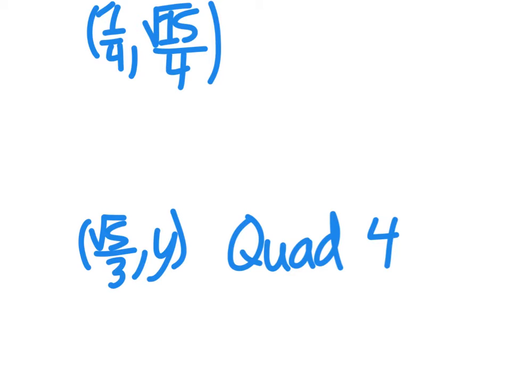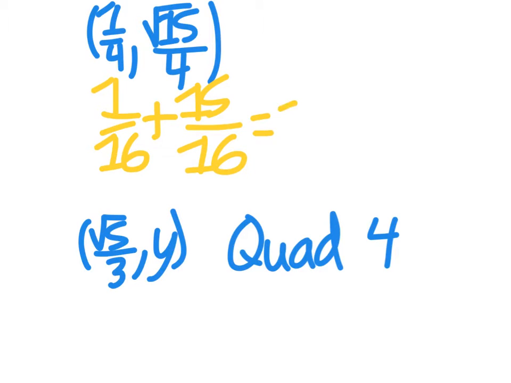Here, the first question is to show that the point (1/4, square root 15 over 4) is on the unit circle. So all you want to do is 1/4 squared, which is 1/16, plus the square root of 15 over 4 squared, which is 15 over 16. And you want this to equal 1. 1 plus 15 is 16, 16 over 16 is 1, so 1 does in fact equal 1. Therefore, this point is on the circle.